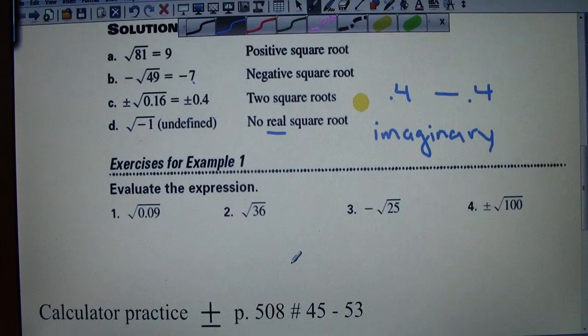Okay, let's practice this number 1. And you can go ahead and use your calculator. And if you want to pause the video and come back, you may do so. I'm going to go ahead and pause the video and we'll move on to the next slide.